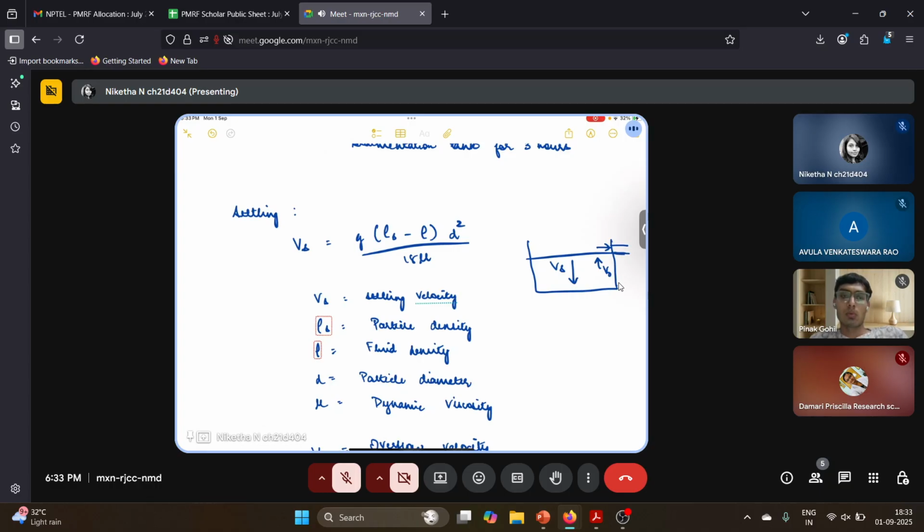So if you have a tank, imagine this is in 3 dimensions. This is the breadth B and this is the length of the tank.